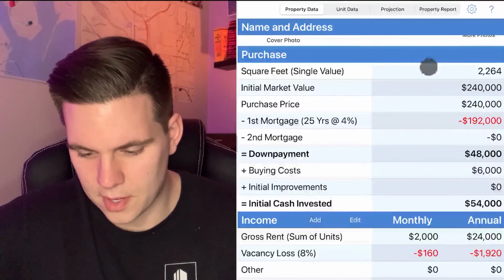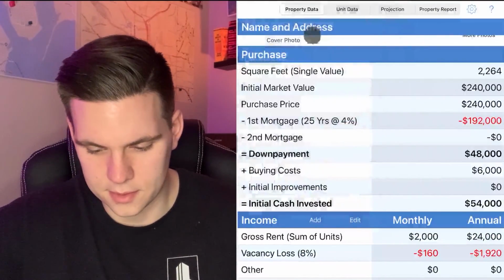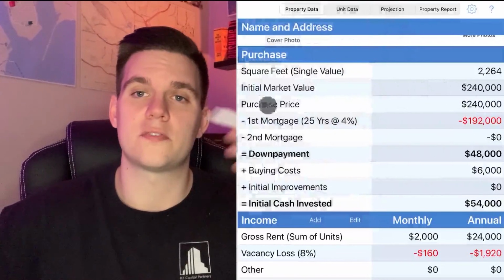So in this example, we will be using a duplex, and we're going to assume each side is exactly the same. So same square footage, same finishes, same rent, and everything. So I'm going to bring you up on the trusty iPad here. So we have a purchase price of $240,000. That's the initial market value and the purchase price. So this is the value of the property.